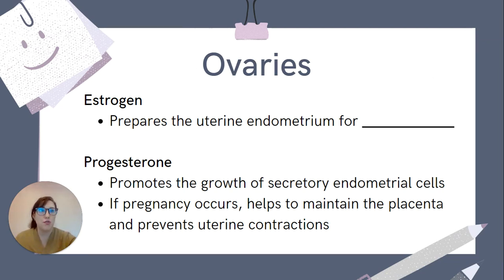Then we have progesterone, and this hormone takes over after mid-cycle. As we said, progesterone is produced from the corpus luteum from the ruptured follicle. And in the uterus, the progesterone really ramps up the preparation for pregnancy. Estrogen started the process for a nice cushy endometrium, but the progesterone promotes the growth of even more secretory endometrial cells. And why is that so important? Well, in the event of a pregnancy, progesterone is a key hormone to help maintain a healthy placenta and prevent premature labor.